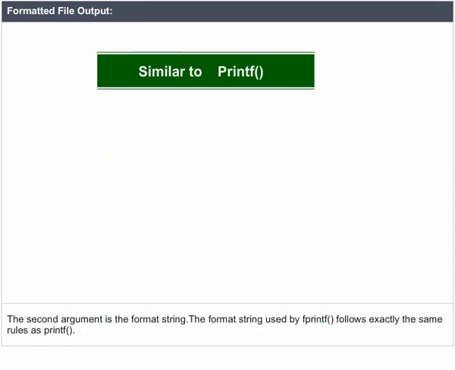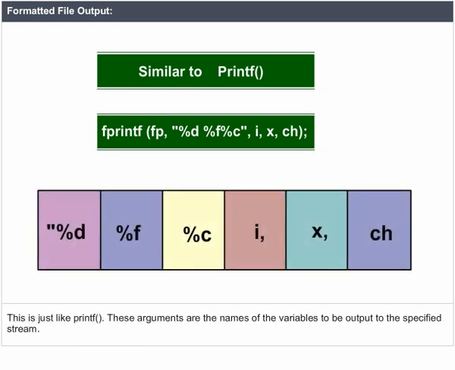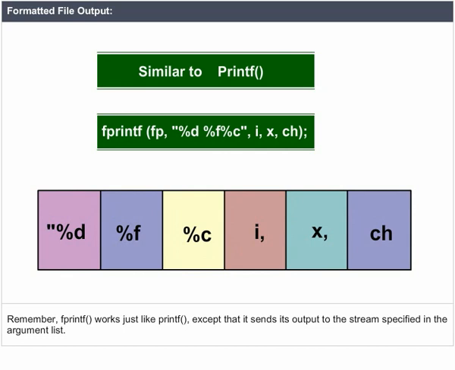Formatted file output. The second argument is the format string. The format string used by fprintf follows exactly the same rules as printf. In other words, in addition to the file pointer and the format string arguments, fprintf takes 0, 1 or more additional arguments, just like printf. These arguments are the names of the variables to be output to the specified stream. Remember, fprintf works just like printf, except that it sends its output to the stream specified in the argument list.